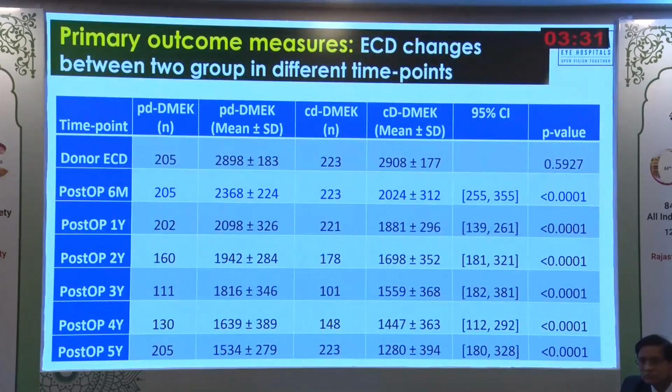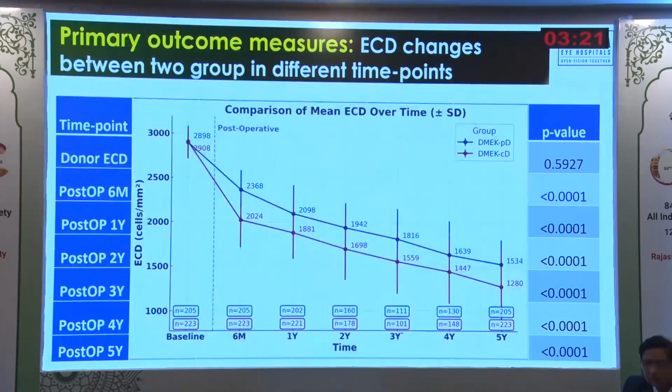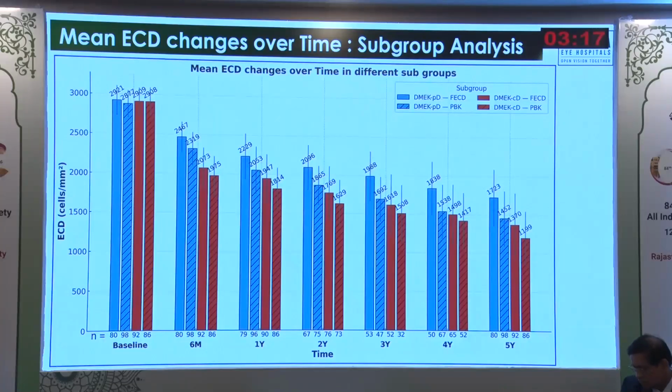In your primary outcome measure, we can see that for all time points, the DMEC-PD group has significantly better cell density compared to the conventional central group, which is again very evident from the graph. If we do a subgroup analysis, both for Fuchs dystrophy and for pseudophakic bullous keratopathy, the DMEC-PD group is again far surpassing the DMEC-CD group.